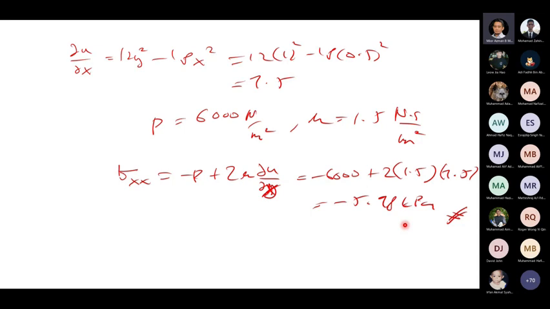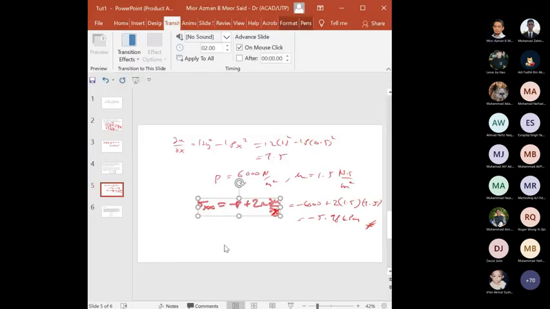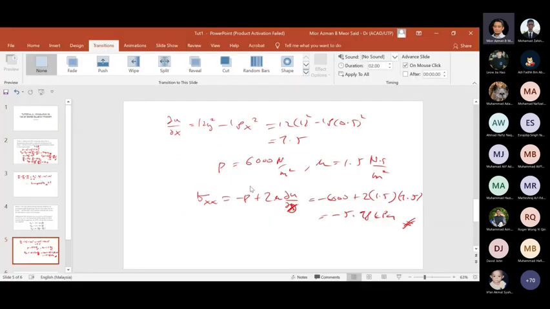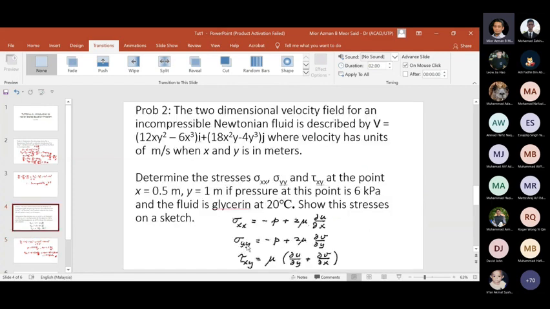Okay, so I let you solve the other part. It's a similar method. You know the equations, so you just differentiate your velocity component and solve it. I let you solve for the other part, the normal stress on y and the shear stress on xy. Okay, so we'll take a 5 minute break and then we'll continue back. In the meantime, you can solve that.